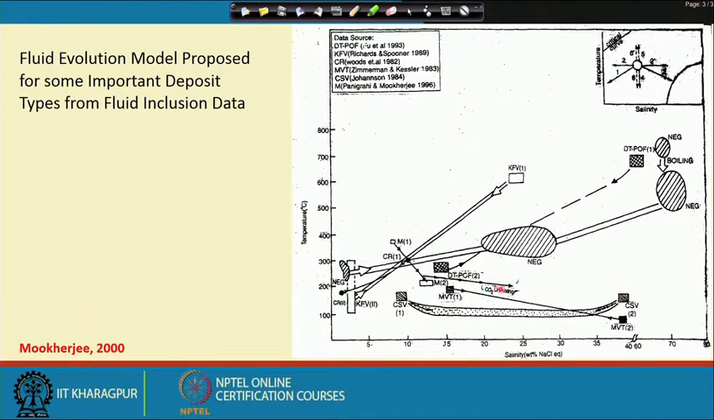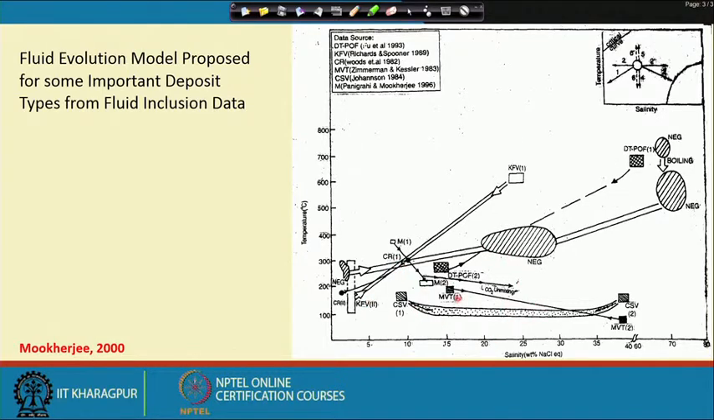This is an interesting scenario, the Malanjkhand scenario, where a mixing of two fluids is interpreted, which we will be discussing in a little bit greater detail. This is the kind of mixing trend which has been interpreted for a vein type deposit, and what is marked here as CR1 is the epithermal Creede deposit from Colorado, and the kind of salinity temperature variation that we get, again with a mixing trend.